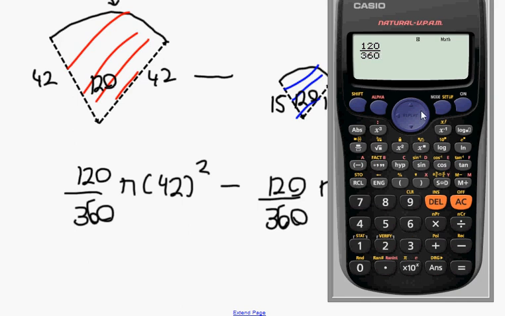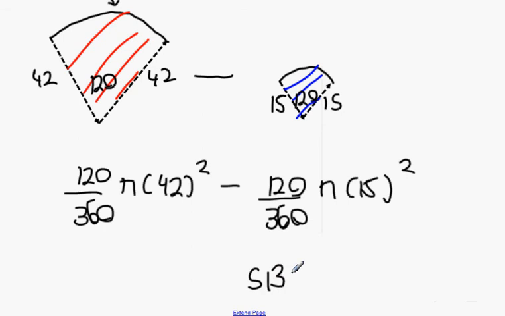So 120 over 360. Will somebody do that in the calculator as well, just to check my answer, please? Sure. 42 squared minus 120, 120 divided by 360, and then you have pi, and then you have 15 squared. Okay, just sit down. And 513 pi. Okay, so 513 pi.